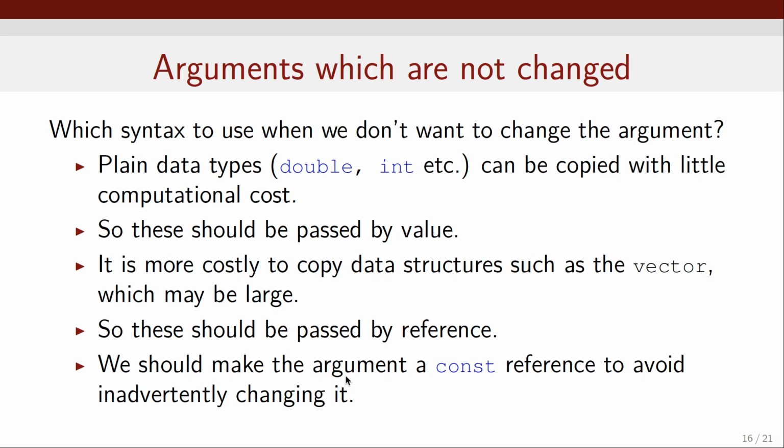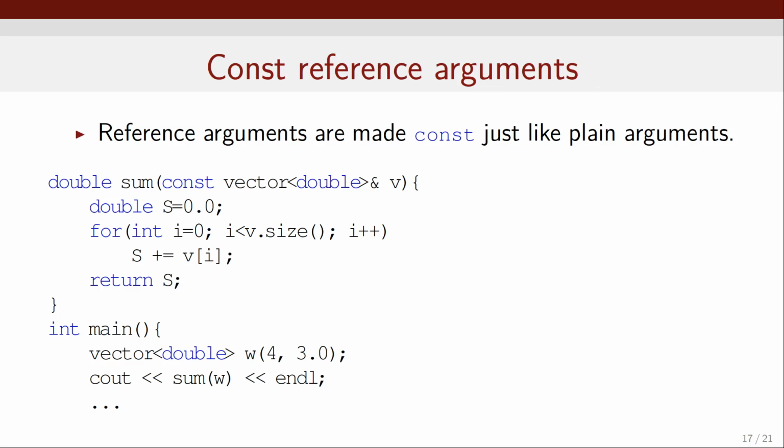We should normally make the argument a constant reference to avoid changing it by mistake. So if we make a mistake and change it, the compiler is going to give us an error and say this is a constant and you shouldn't change it. So this will just protect us from making mistakes.